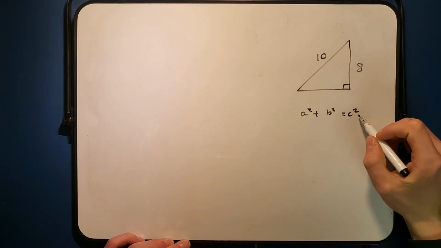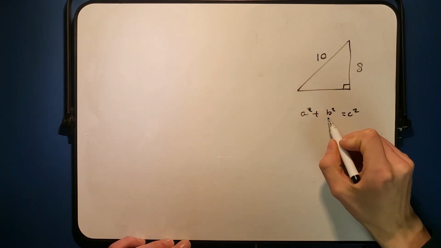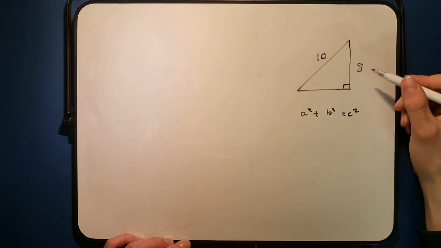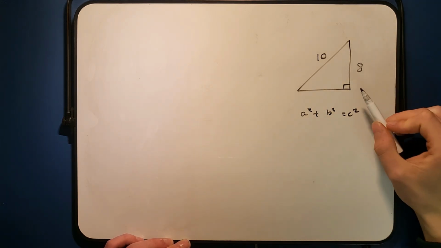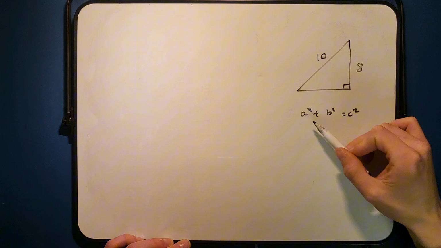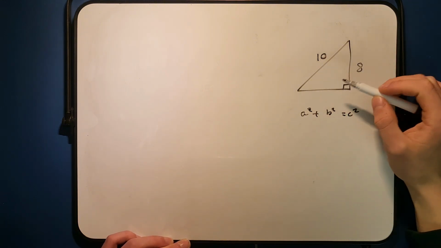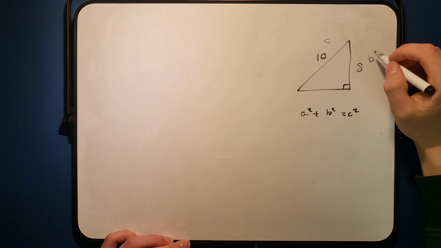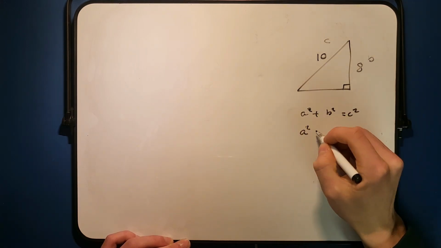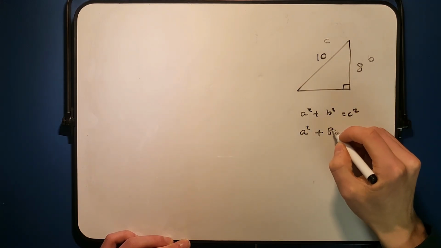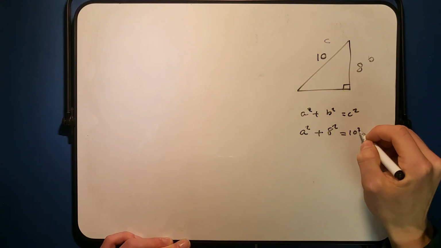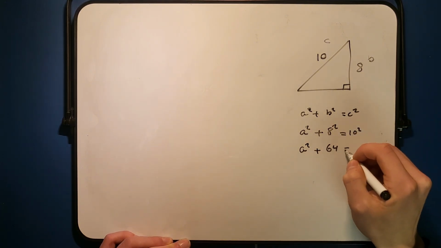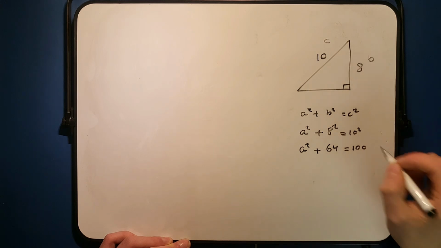but in this case, now we're trying to solve for a or b. So what we need to do is we'll plug in our values again, but we need to rearrange the equation to solve for our other unknown. So let's name this b, and let's name our hypotenuse c. So we're going to get a squared plus 8 squared is equal to 10 squared. That gives us a squared plus 64 is equal to 100.